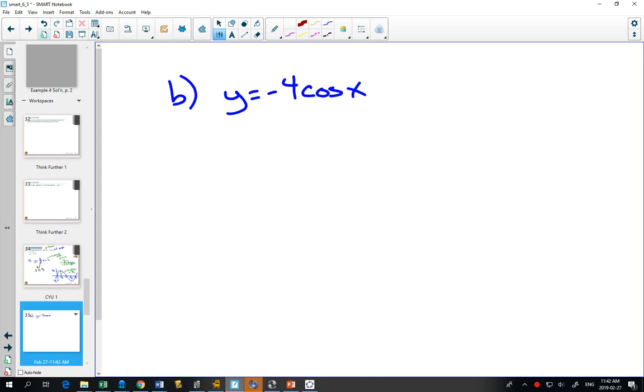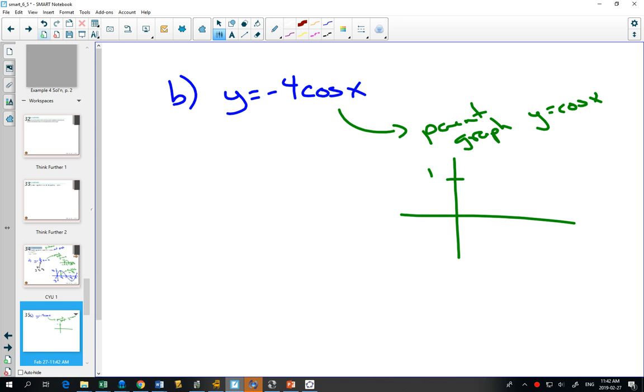In part B, y equals -4 cos of x. Right? Our parent graph is y equals cos of x, so we quickly draw from 1 to -1, 2 pi, pi over 2, 3 pi over 2. Cos graph starts at your maximum, then goes center line, then minimum, then center line, then maximum. There's our cos graph. What do these things do?